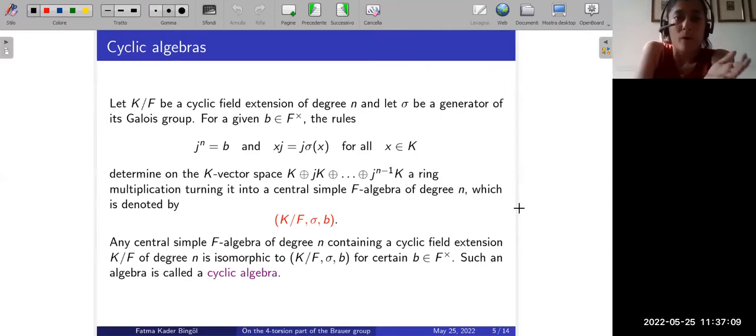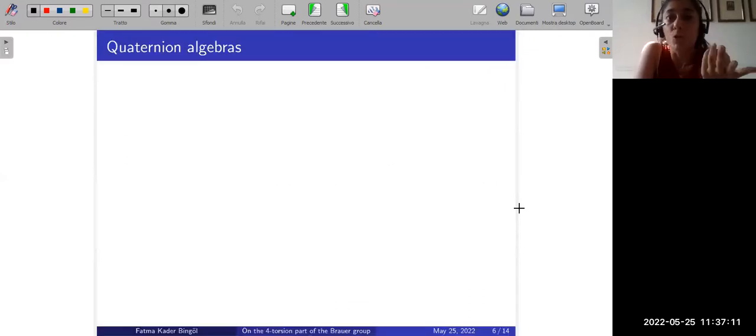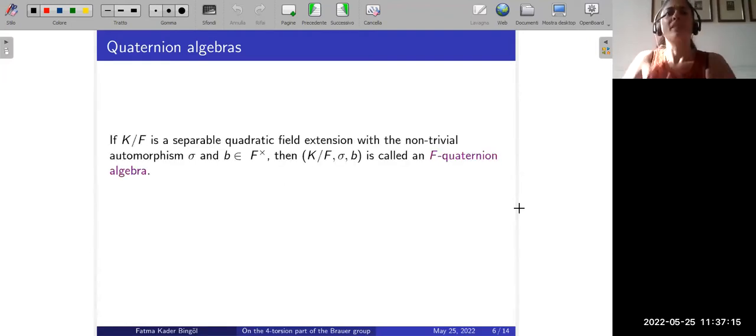In the case where n is equal to 2, we retrieve the notion of quaternion algebras. That is, if K over F is a separable quadratic field extension and sigma is the non-trivial automorphism, and b is a non-zero element in F, then the cyclic algebra that you construct with this ingredient is called an F-quaternion algebra.